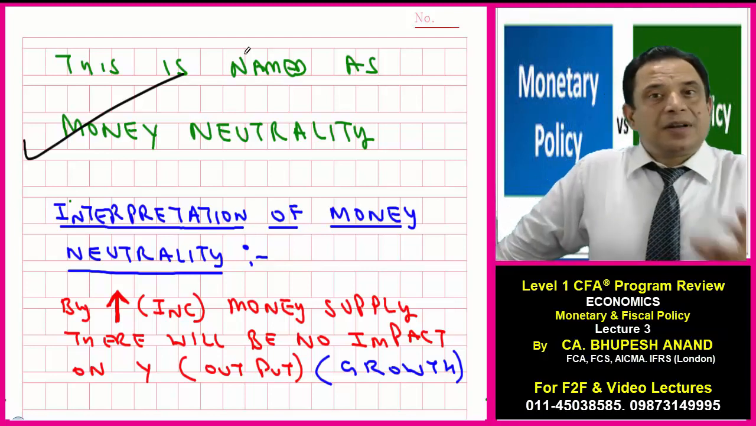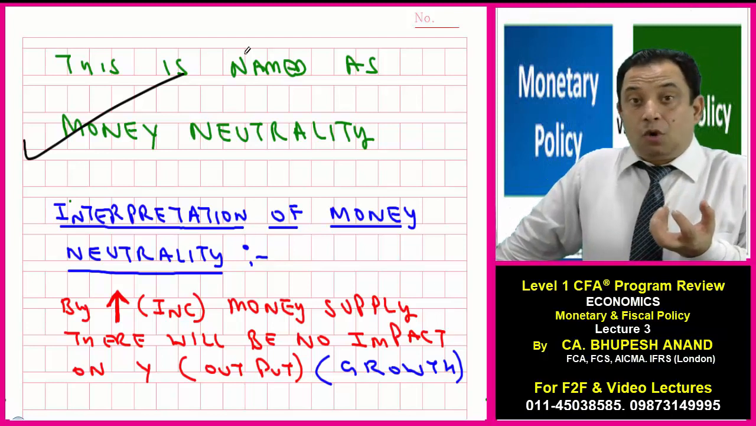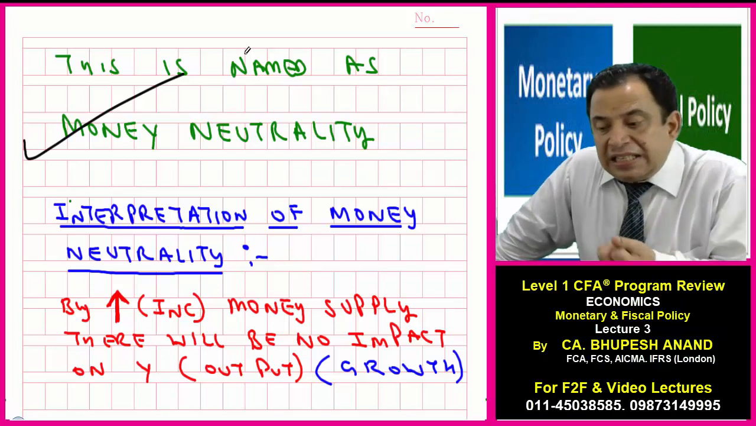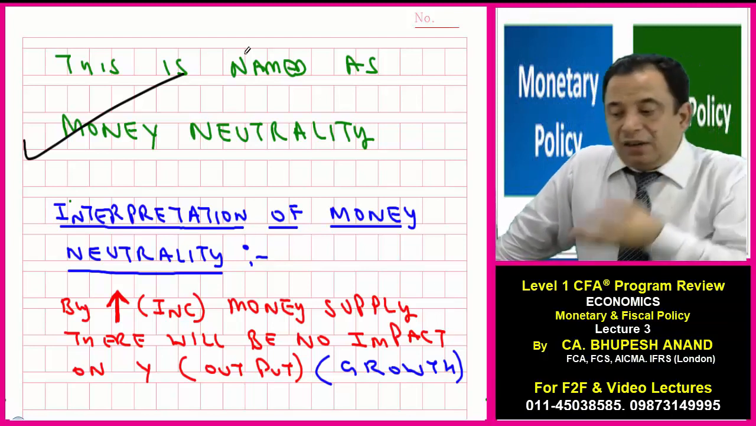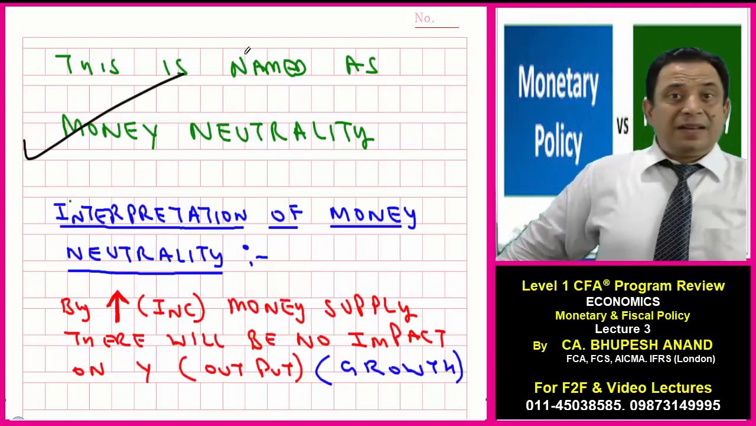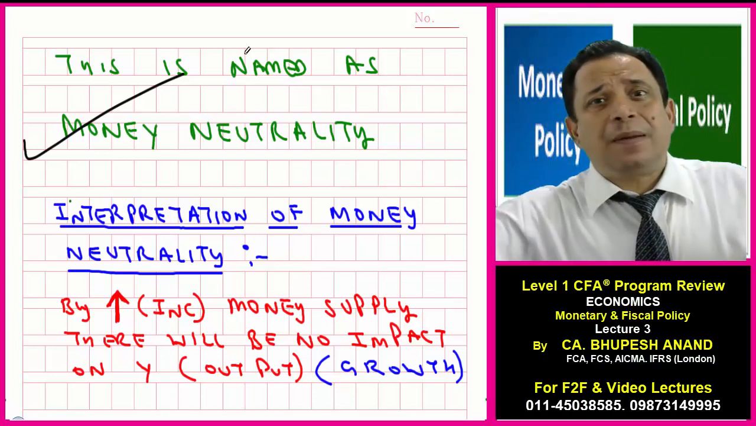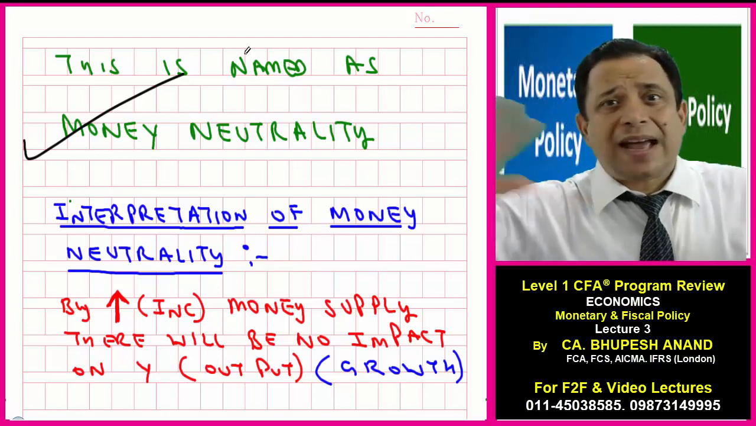So what is the interpretation of money neutrality? That is again very important. Hope you have already got the idea. But still I want to tell you, by increase in money supply, there will be no impact on output. It means if I just want to increase my growth, it is not that I have to just print my currency notes and my growth will be there. No, it cannot be there.